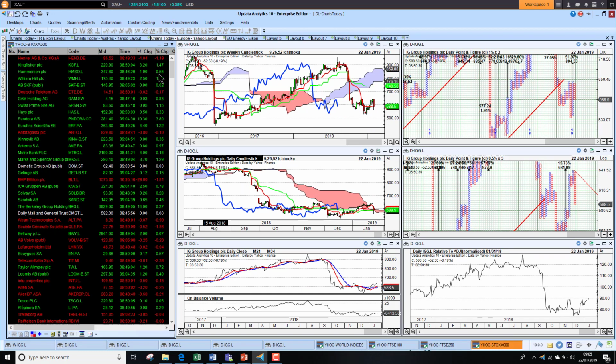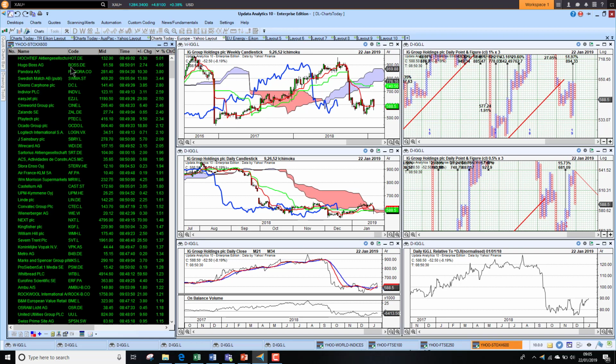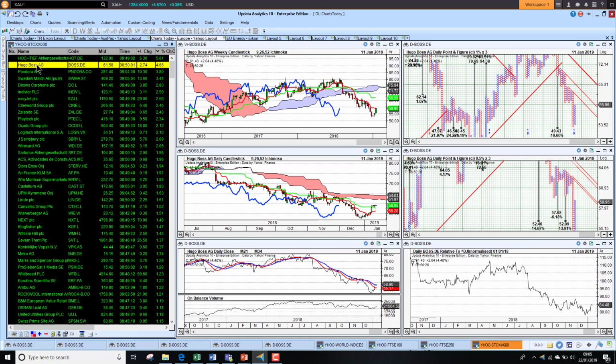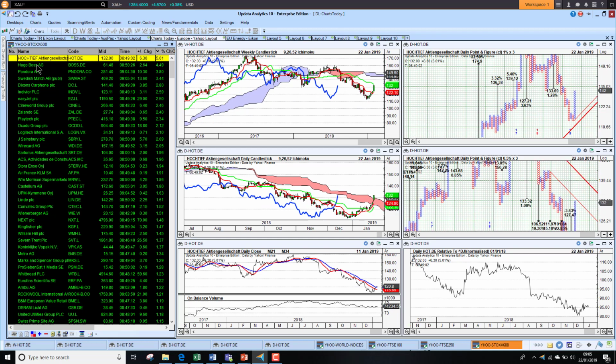If we look at the Stoxx 600, we see here we've got Hugo Boss up 4%, Hochtief up 5%. So we are seeing some performances. That's looking like a turnaround. This is what we'll start watching for: signs of moves into positive territory.